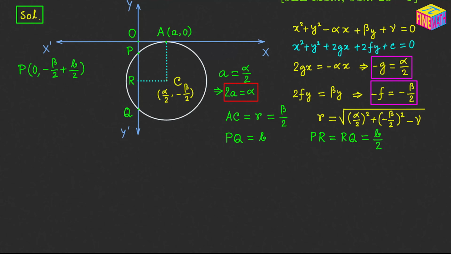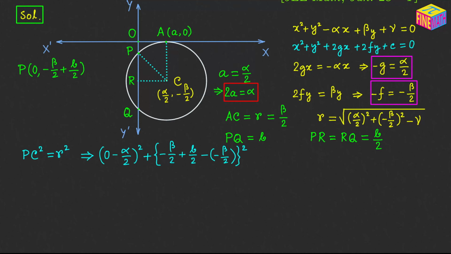Next, I am going to join C and P. That would represent a radius of the circle, and from there we can say PC squared will be equal to R squared. So now we have the coordinates of 2 points, point P and point C. We have their coordinates, and also we know that PC represents the radius of the circle. So from there we can say PC squared is equal to R squared, and then we are going to use the distance formula for PC squared.